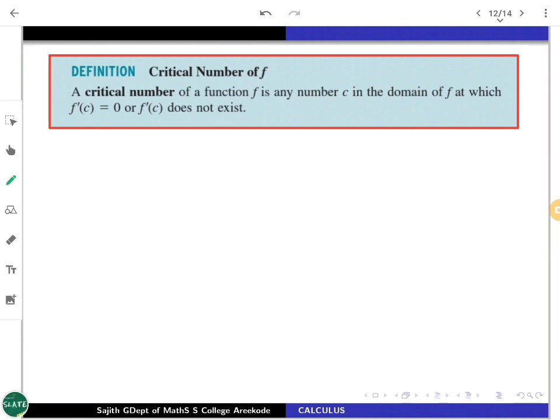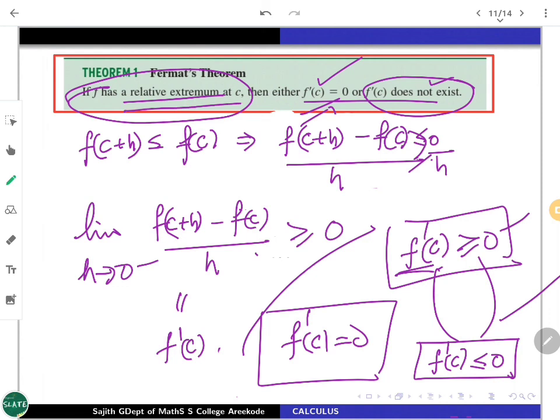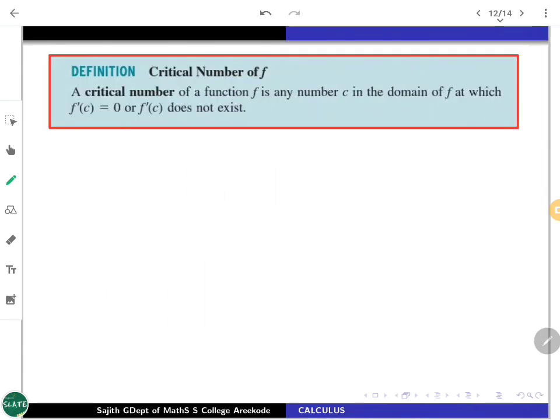So from the theorem due to Fermat, the relative extremum of a function f can occur only at a critical number of f, because Fermat's theorem says that if it is a relative maximum at c, then f dash at c should be 0 if it exists, otherwise it does not exist. So relative extrema occur only at the critical numbers of the function. That is precisely what you are getting.